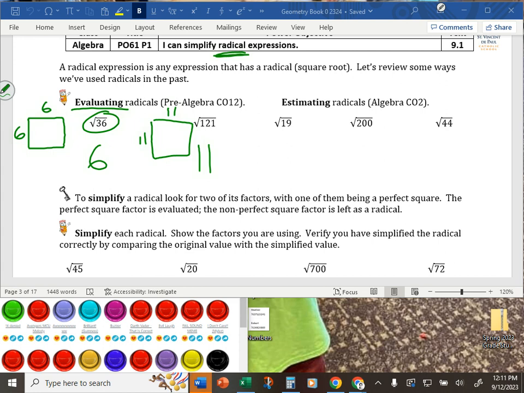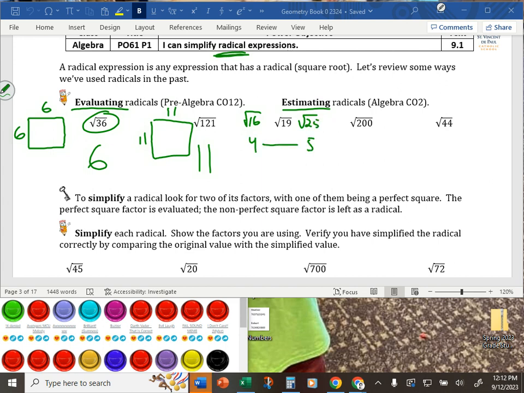Then last year in pre-algebra, we went to estimating, where I gave you a non-perfect square. So the root of 19, you can't evaluate it. There's no rational number times itself that gives you 19. So instead we estimate it. Walk me through the process of how you would estimate the root of 19. You find the two perfect squares it's between, 16 and 25, and then you make the estimation.